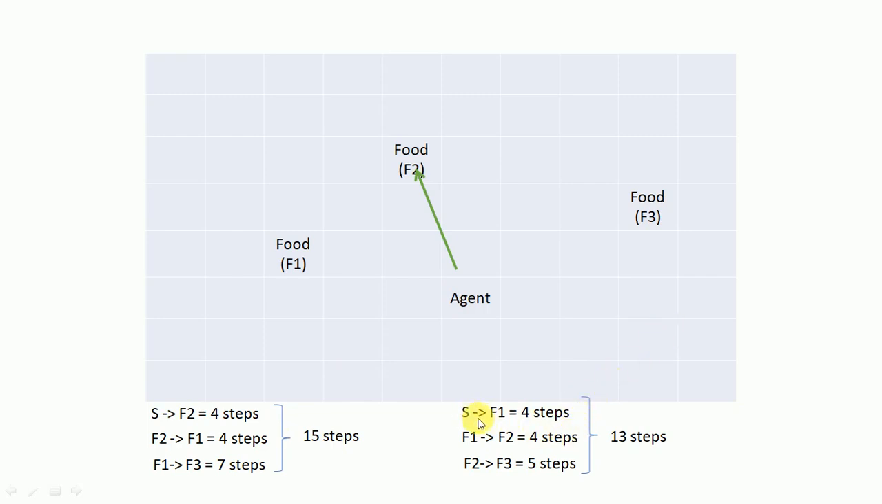He could go from the start position to food 1, and he'll just take 4 steps. From food 1 to food 2, he'll take 4 steps, and from food 2 to food 3, he will take 5 steps. There is a total of 13 steps. So this is obviously a better solution, right?